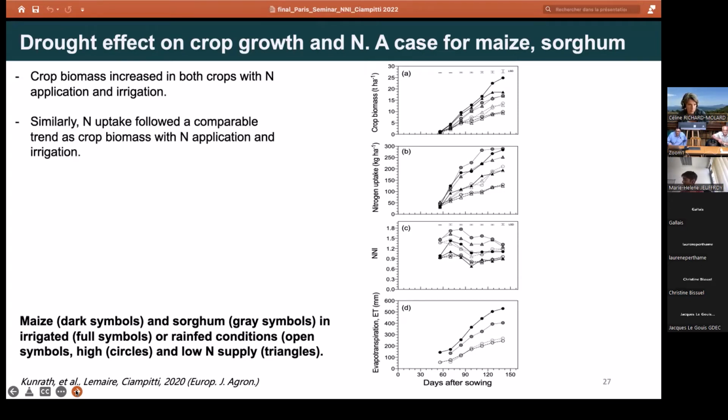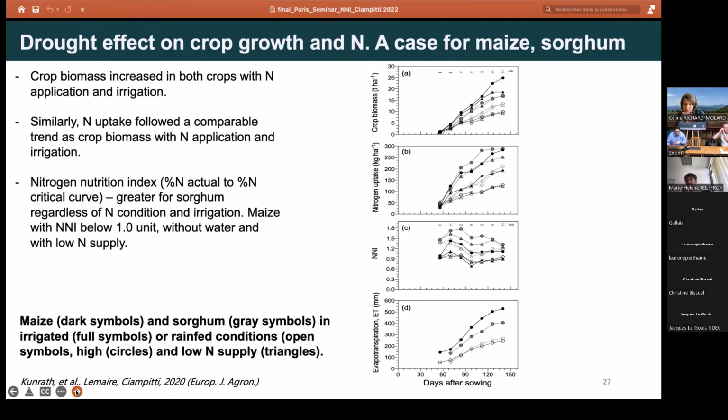And here, to explain a little bit, we have maize in dark symbols, we have sorghum in the gray symbols, and we have irrigated full symbols and rain-fed open symbols. And we have different supplies. The circles are high and low nitrogen. So we calculate the nitrogen nutrition index.